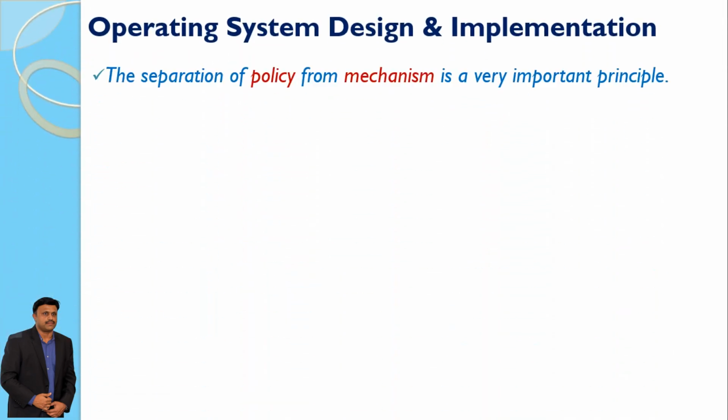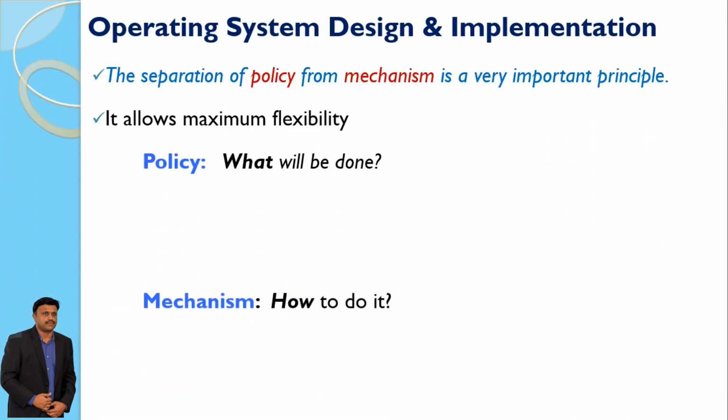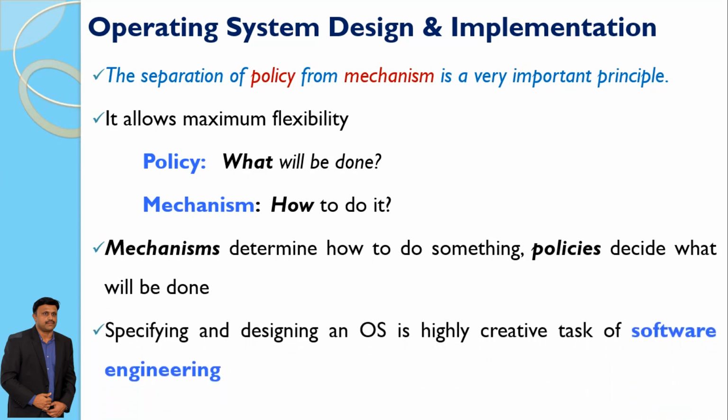Separating policy from mechanism is crucial for flexibility. Policies decide what will be done, while mechanisms determine how to do it. This separation is a key principle in software engineering for OS design.